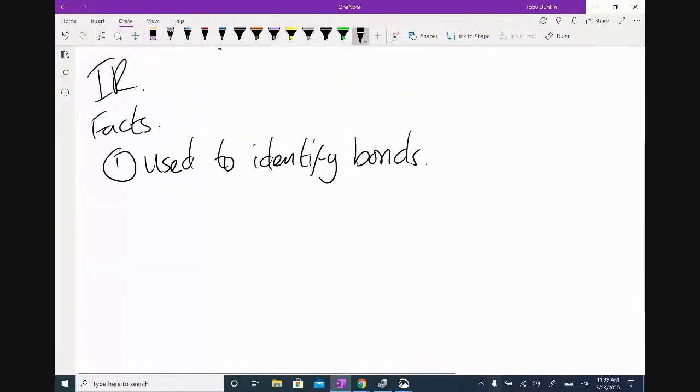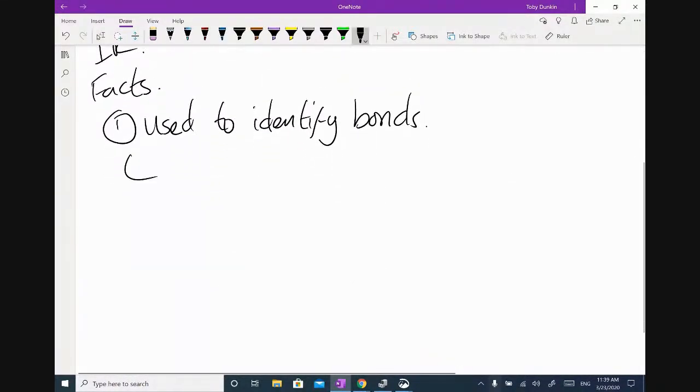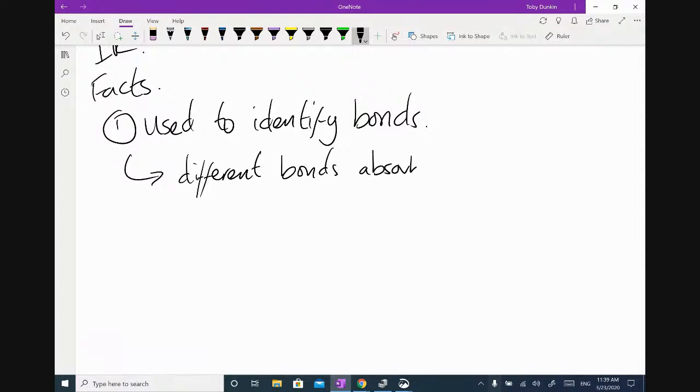Okay, so used to identify bonds, and this is done through different bonds. You can make the note: different bonds absorb different frequencies of infrared, of IR.